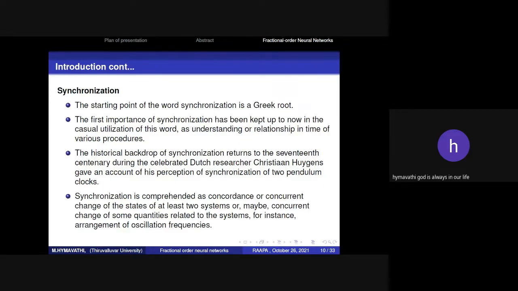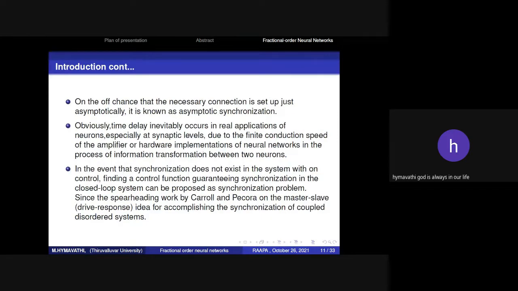Now we have to discuss synchronization. The word synchronization has a Greek root. The history of synchronization goes back to the 17th century, when the celebrated Dutch researcher Christian Huygens gave an account of his observation of synchronization of two pendulum clocks. Obviously, a time delay inherently occurs in real applications of neurons, especially at synaptic levels, due to the finite conduction speed of the amplifier or hardware implementations of neural networks in the process of information transmission between two neurons.